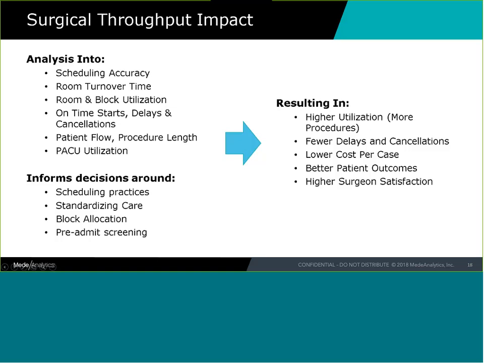Definitely higher volumes, which means higher revenue and profitability, fewer delays and cancellations, better patient outcomes. It's good for the patient, higher surgeon satisfaction, more predictability, higher volume for the surgeon. That's a win all around.